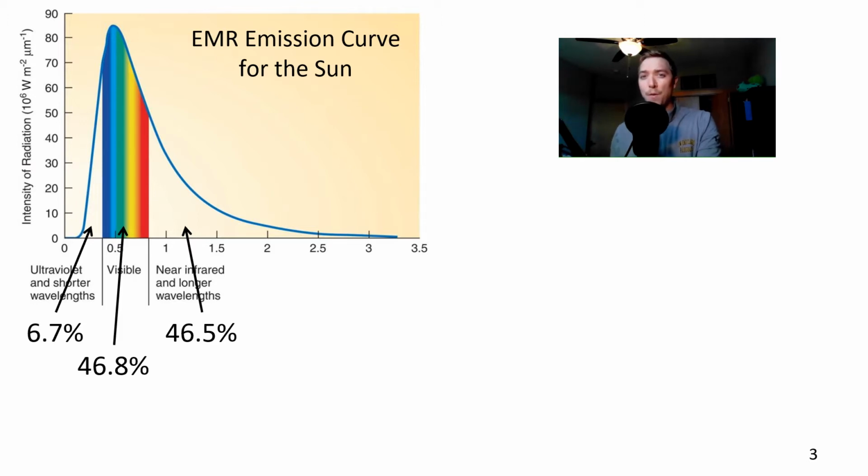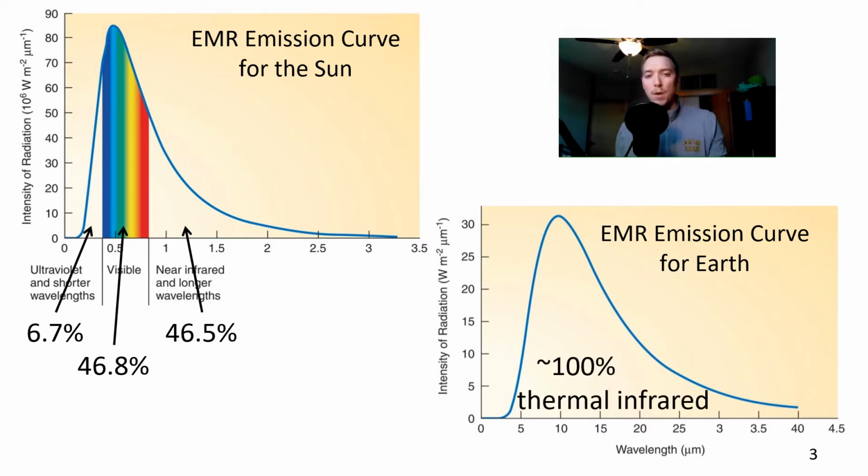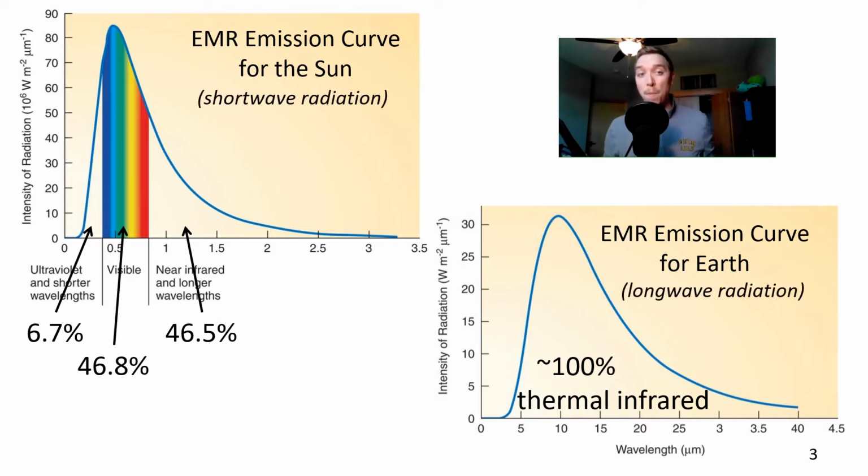But what does that look like for Earth? Looks like this. And notice that there are some longer wavelengths here. It is 100% thermal infrared that the Earth emits as electromagnetic radiation, or nearly at least. So the Earth emits what we call long wave radiation. The sun emits short wave radiation. Again, we touched on this previously, but these are the dominant modes of energy emittance from the sun and the Earth as bodies.